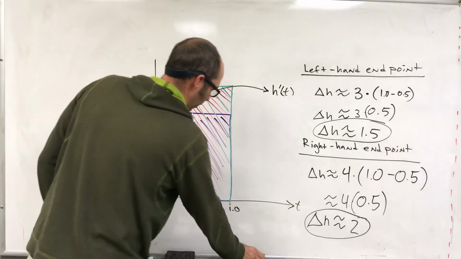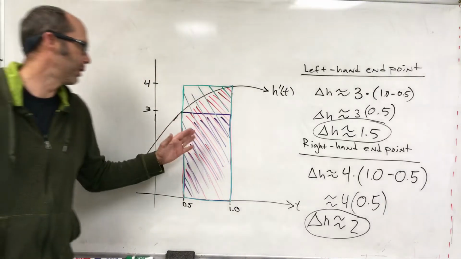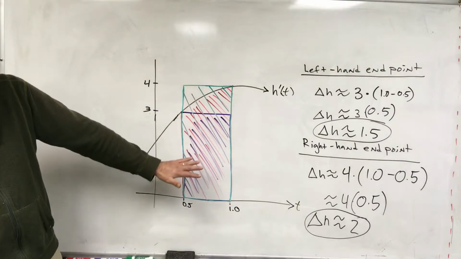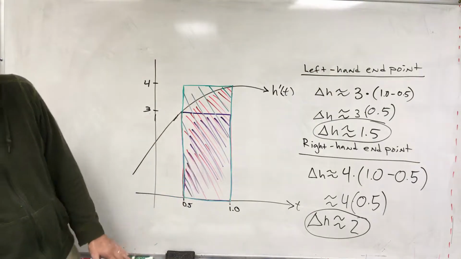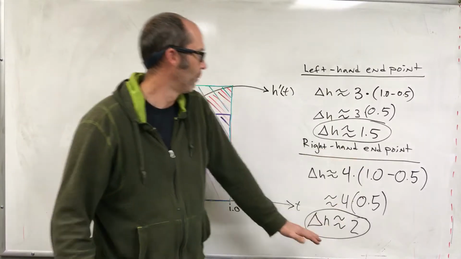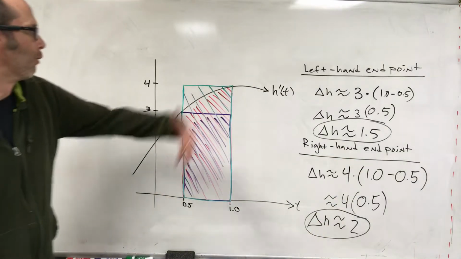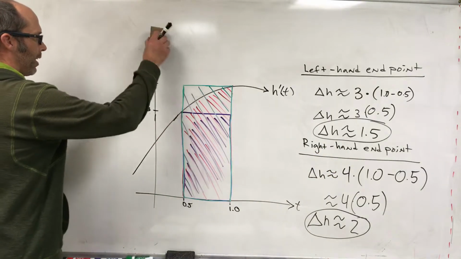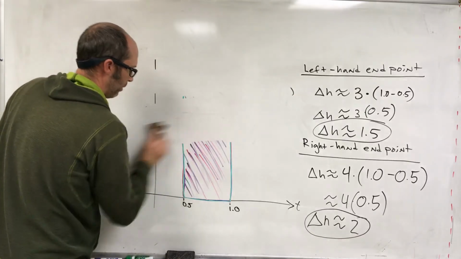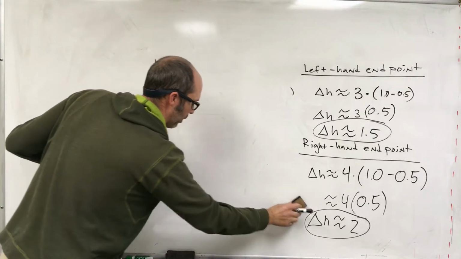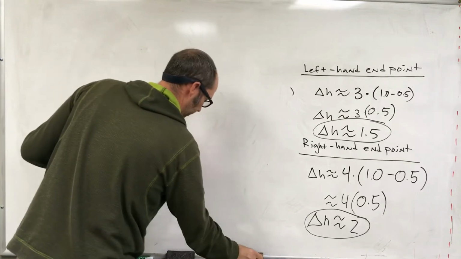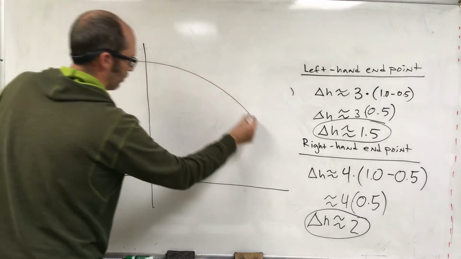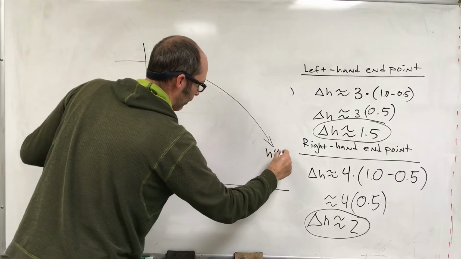Okay. Now, keep in mind that this may not always be the case. It may not always be the case that the left-hand endpoint is an under approximation or less than the actual area. It may not always be the case that the right-hand endpoint is an overestimate or larger than the actual area. Let me show you an example. And notice the difference here.